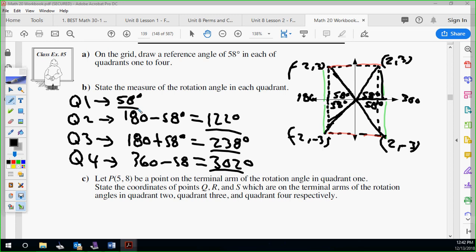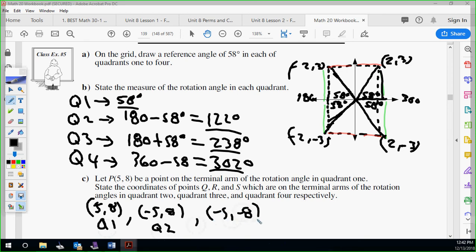Okay. So it says let point 5, 8 be a point on the terminal arm of the rotation angle in quadrant 1. State the coordinates of the points Q, R, S. We just did this actually, but with 2, 3. So that means it'd be 5, 8, right? So change my 2, 3s to 5, 8. So what's in the second quadrant? Negative 5, 8. So this is quadrant 1, quadrant 2, both negative, good. Positive 5, negative 8 for quadrant 4. Okay? Good work.